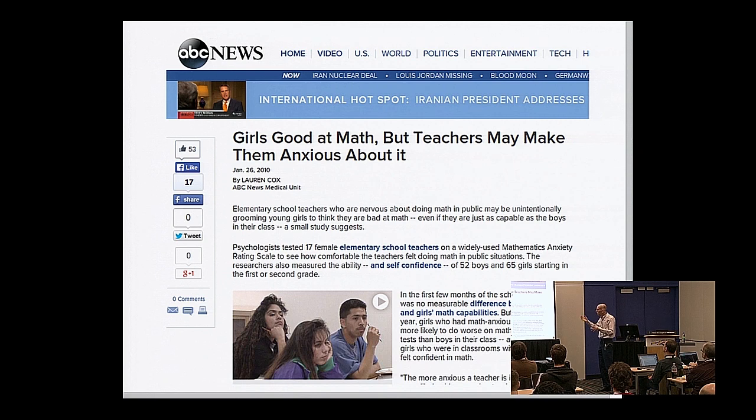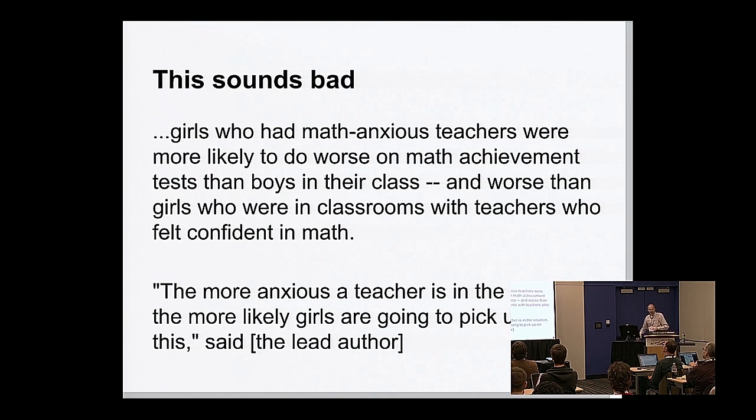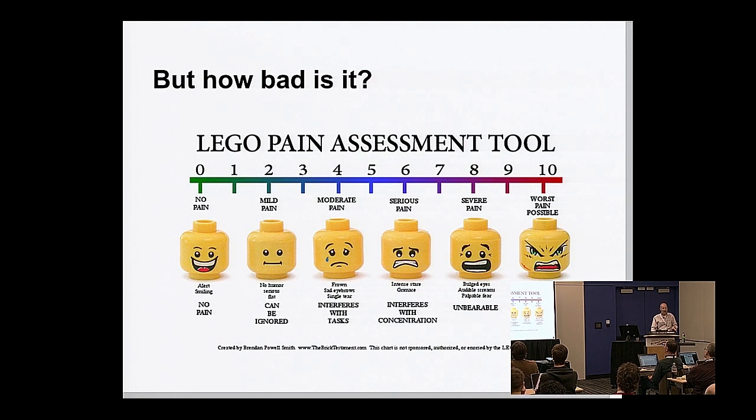Okay? So I read this, and as a quantitative description of the results, it's qualitative. They're just telling me in words that there is a difference, but they don't tell me how big it is. So all right, it's just a newspaper. I suppose I shouldn't get upset. Here's some of the language from the article. Girls who had math-anxious teachers were more likely to do worse. And the more anxious a teacher is, the more likely the girls are to pick up on this. Again, these are all qualitative, but they are not quantitative.